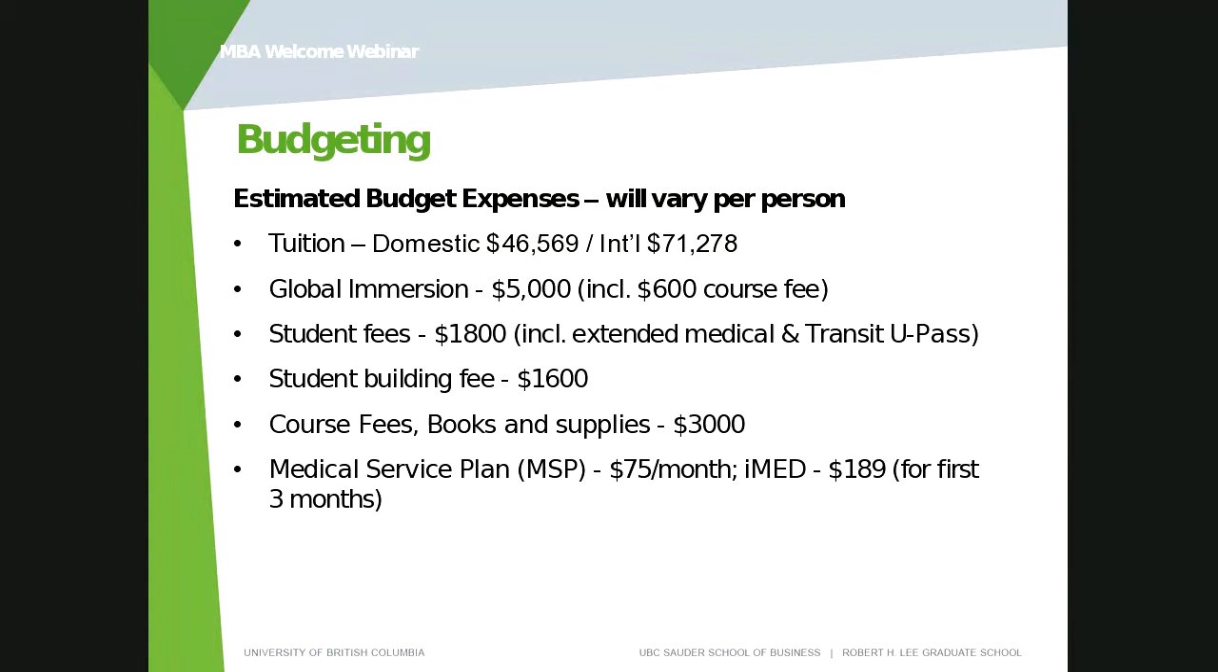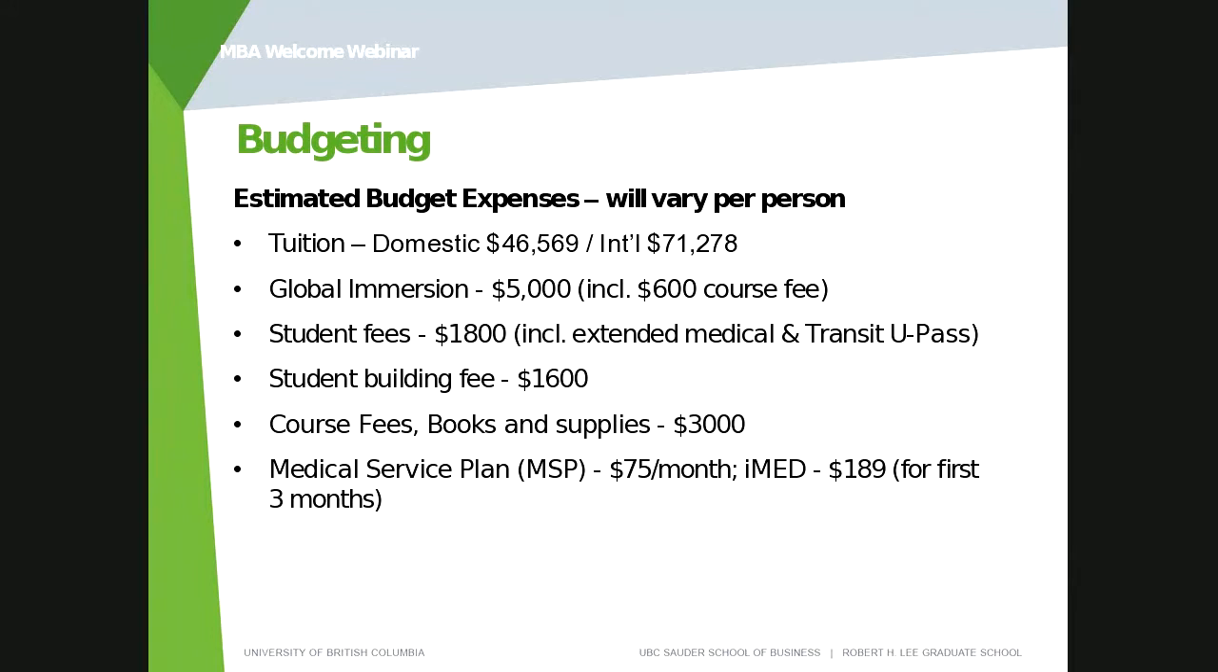So certainly take this as a general guide. They will vary per person, depending on where you live and what your lifestyle choices are and what elective courses you take while you're in the program. So your biggest fee is obviously your tuition. We have the domestic and international costs there.